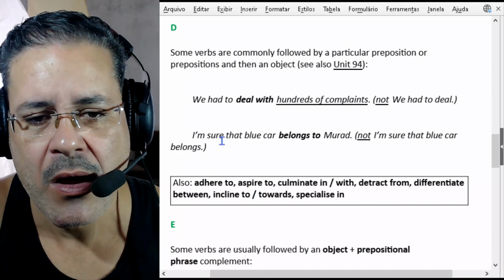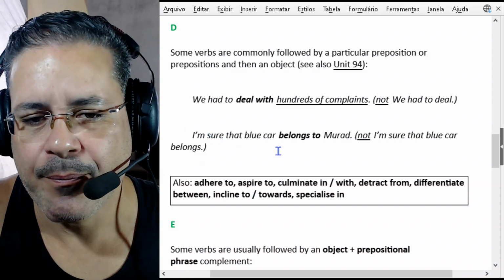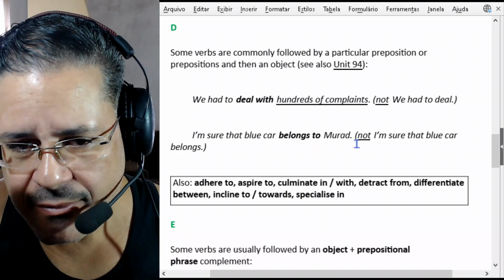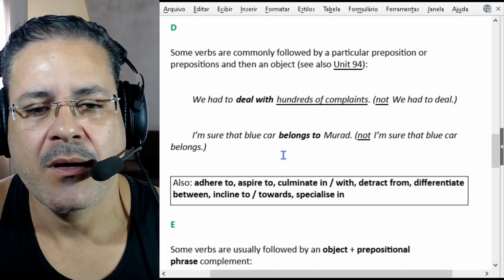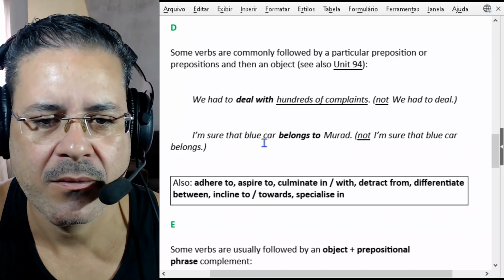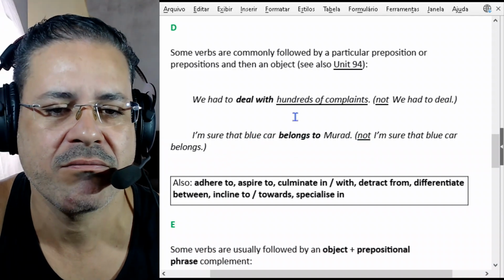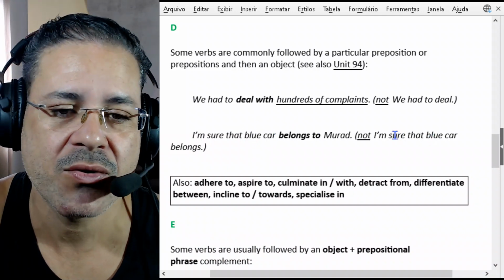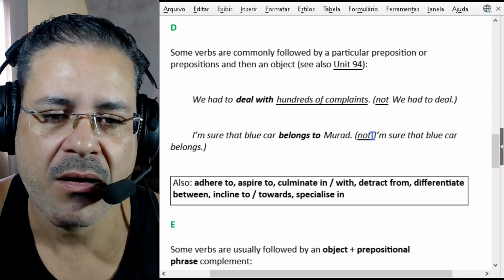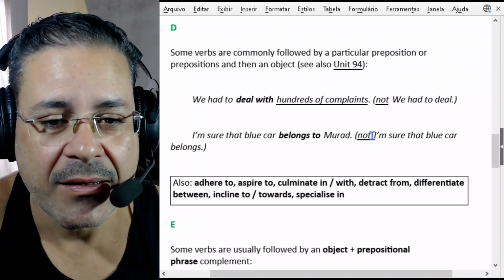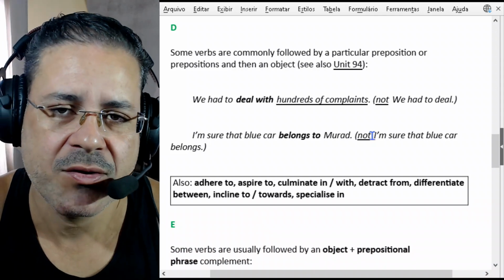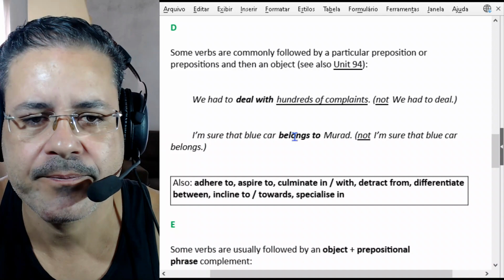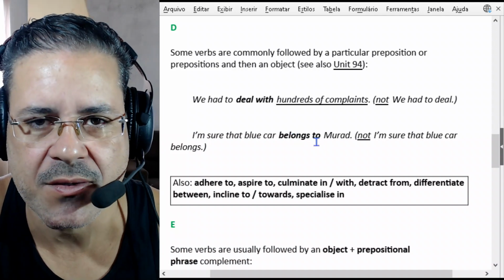Another example, I'm sure that blue car belongs to Murad. I'm sure about what? That the blue car belongs to Murad. You can't say I'm sure that blue car belongs to, or I'm sure that blue car, you're sure about what? That blue car belongs to Murad. Oh, okay, I can understand. It needs a complement with a specific preposition.